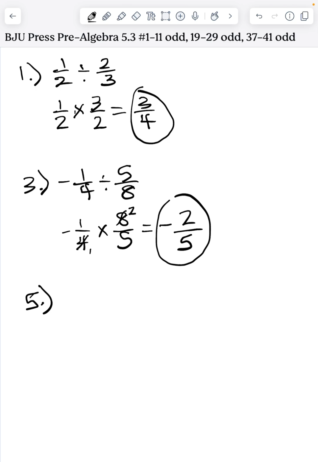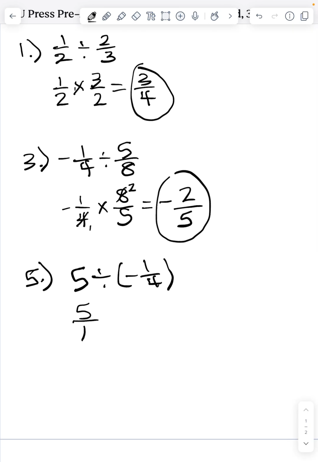Number 5, we have 5 divided by -1/4. Okay, so the first thing is a whole number. I'm going to put it over 1. I also kept it as 5, right? We don't do the reciprocal of the first one. We always do it of the one after the division sign. So we're going to do 5. Instead of dividing by -1/4, we're going to multiply it by the reciprocal, which is -4.